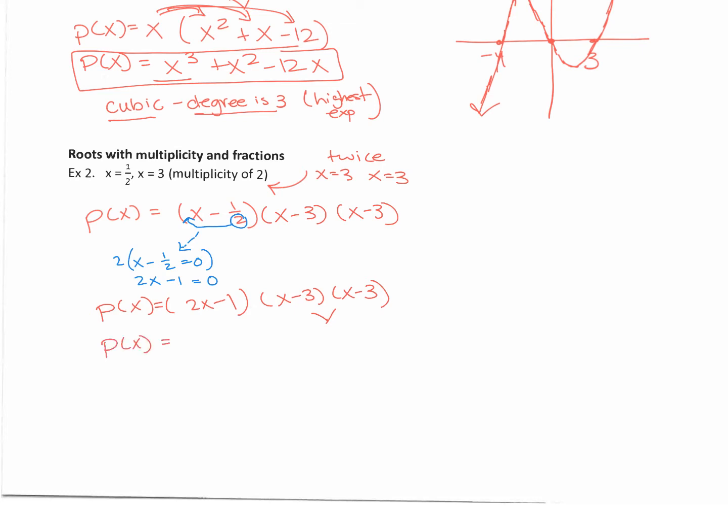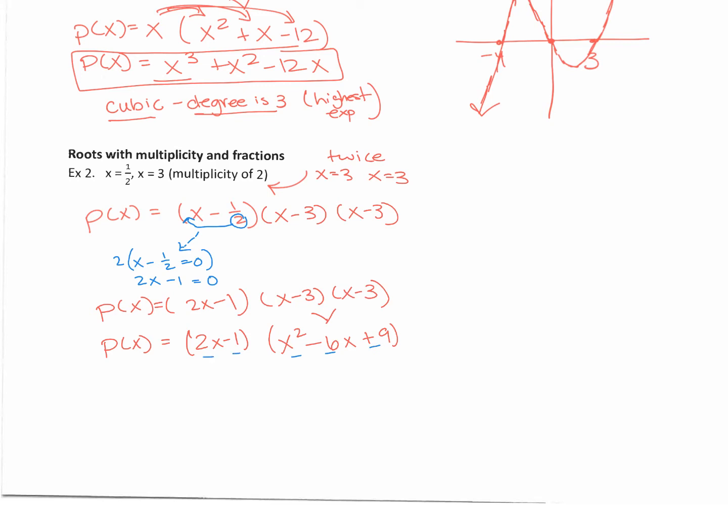If you want to FOIL or do the box method out to the side, please do that. So I'm going to get an x squared and a minus 3x and a minus 3x, so minus 6x, and a minus 3 times a minus 3 is going to give me a plus 9. So now I have a trinomial, because it has 3 terms. Then I'm going to multiply by this binomial.